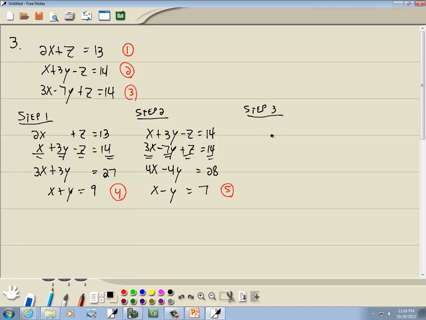Step 3. Group equations 4 and 5 together and eliminate the y's. So we've got x plus y equals 9. And x minus y is equal to 7. x plus x is 2x. y minus y drops away. 9 plus 7 is 16. And this is equation 6.